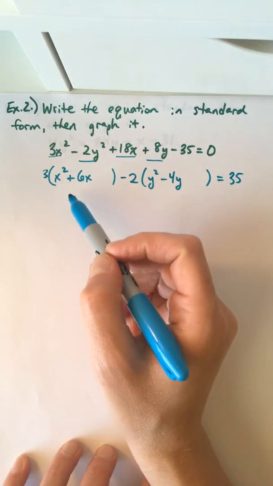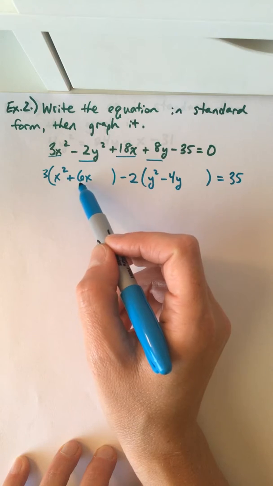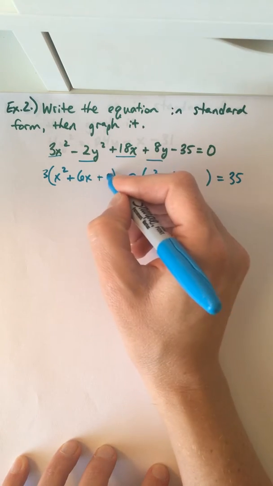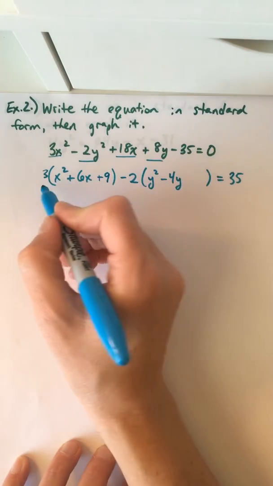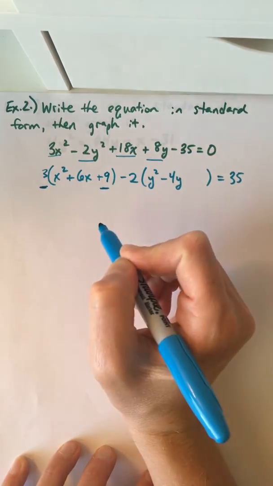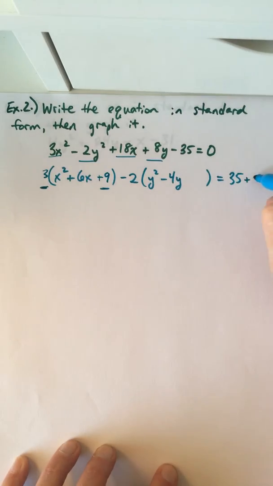Next, I want to complete the square, so I'm thinking of the magic number that completes this trinomial. If I take 6, cut it in half, and square it, I get 9. So I'm going to add 9 here. Don't forget to balance the equation. 3 times 9 is 27. Since we added 27 to the left-hand side, we're going to add 27 to the right-hand side to balance the equation.